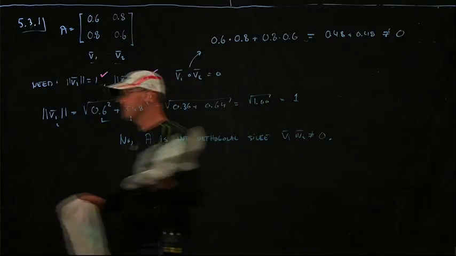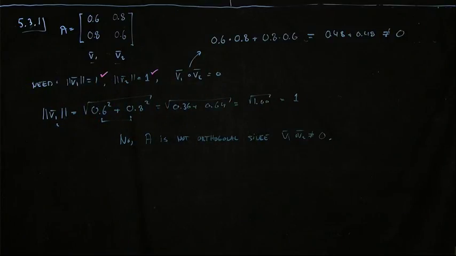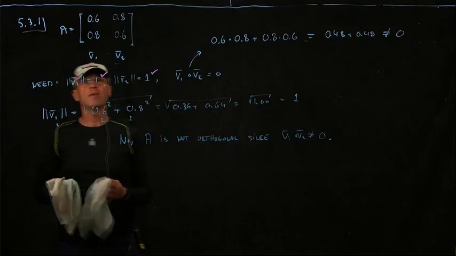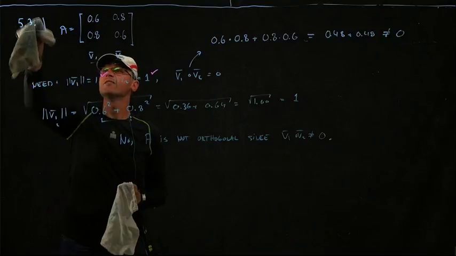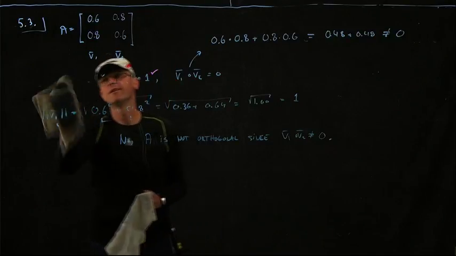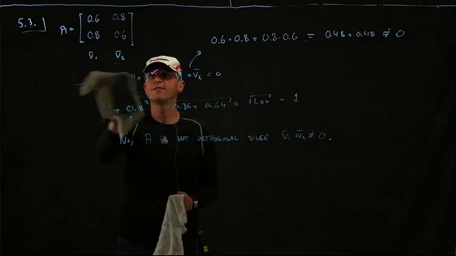Then we move on to 5.3.2. And if you blink, you miss it. It's almost the same matrix. So let's just do a little bit of microsurgery here. The entries are very similar.